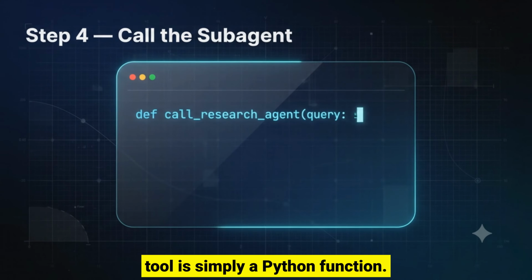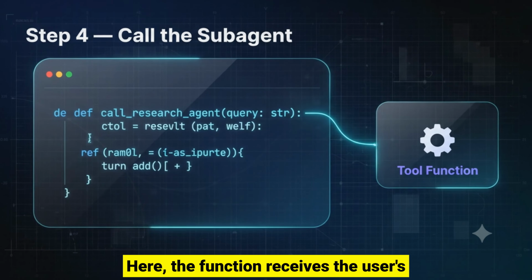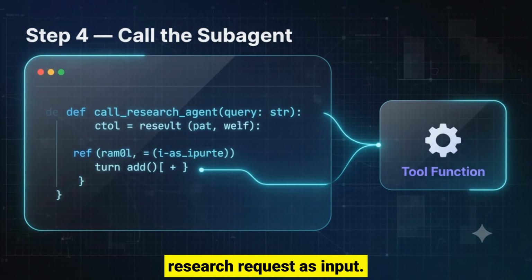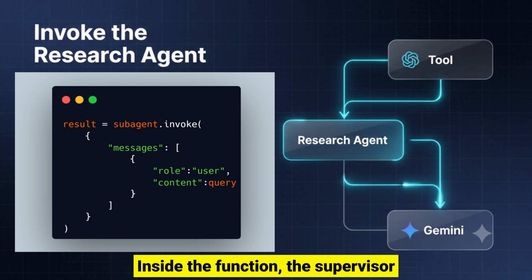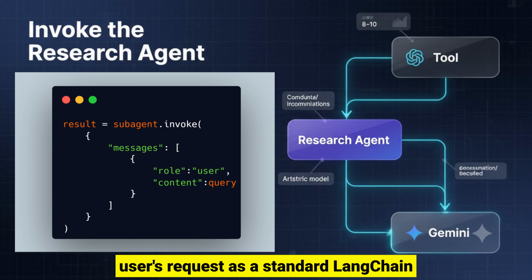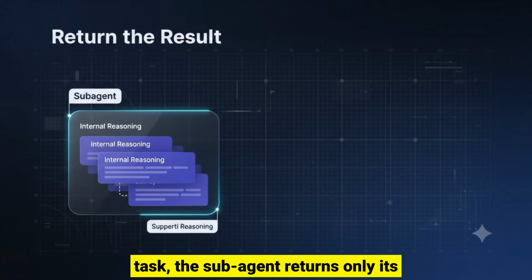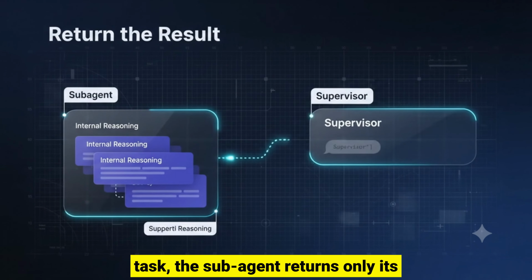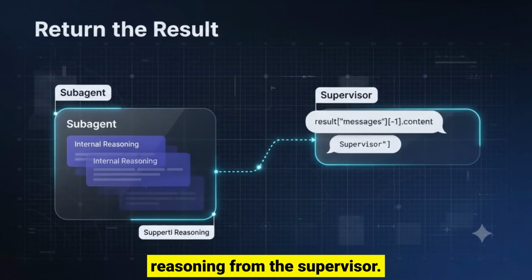Every tool is simply a Python function. Here, the function receives the user's research request as input. Inside the function, the supervisor invokes the research agent by passing the user's request as a standard LangChain message. After completing the task, the subagent returns only its final answer, hiding all intermediate reasoning from the supervisor.